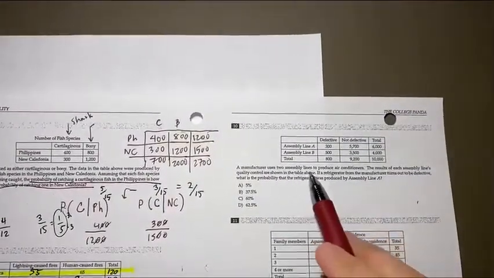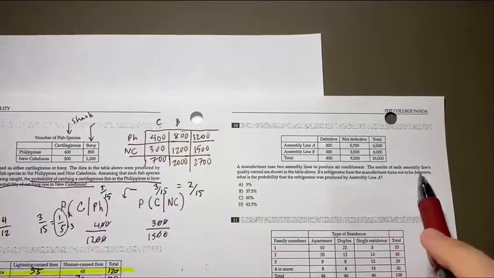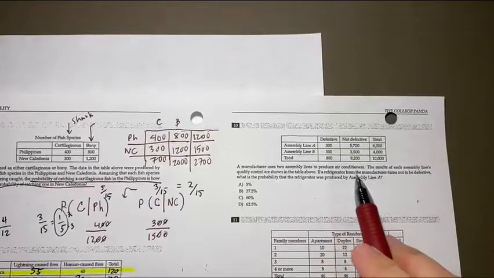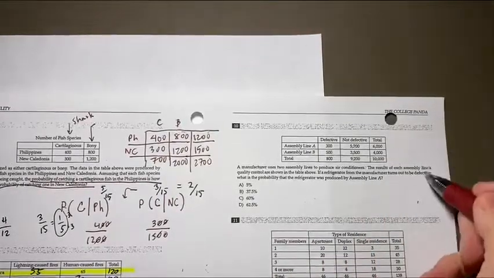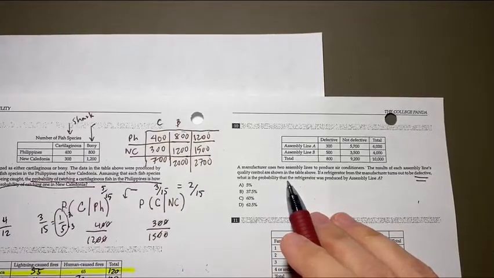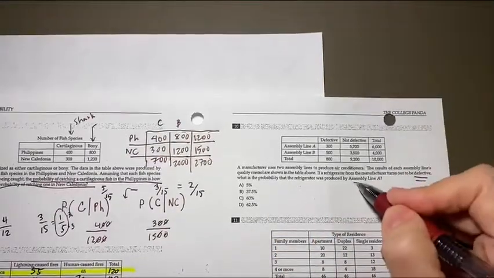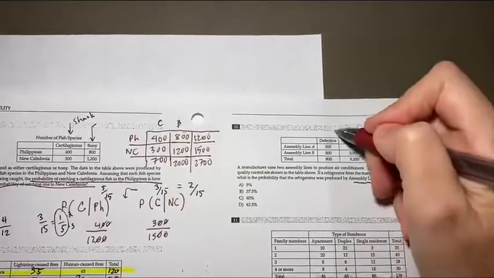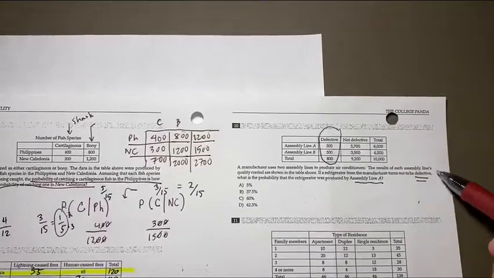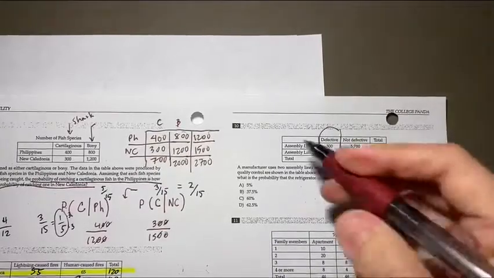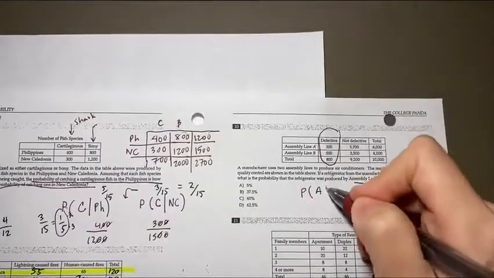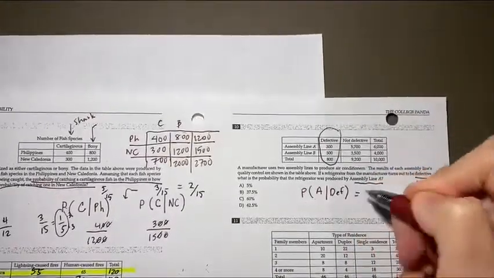A manufacturer used 2 assembly lines to produce air conditioners. The result of each assembly line quality control is shown above. If a refrigerator from the manufacturer turns out to be defective, what is the probability that the refrigerator was produced by assembly A? So we're only interested in whether or not it's defective. Given that it is defective, what's the probability that it came from assembly A? Okay.